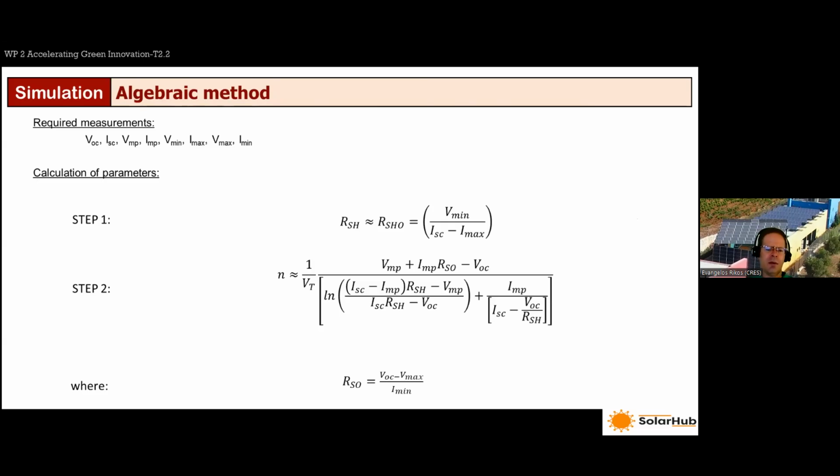The algebraic method is a set of equations, as I said before, that requires, first of all, the knowledge of specific parameters or measurements, let's say, of variables. One has to know VOC, ISC, VMP, IMP. Okay, so far so good, because these values are usually provided by the manufacturer. But it's also necessary to know some additional voltages and currents here, denoted as mean and max voltage and current.